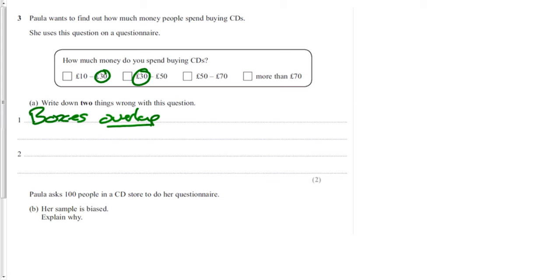The second thing, to do with the question, it says how much money you spend on buying CDs, but what does that mean? Does that mean every day, every week, every month? So there's no time frame. So no time frame would be another thing that's wrong with it. A possible third thing is that what about if you don't spend any money on CDs? So there's no option for less than £10.